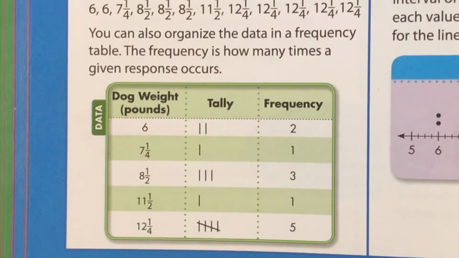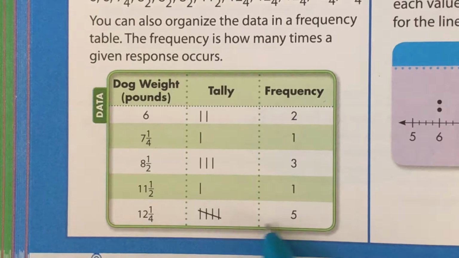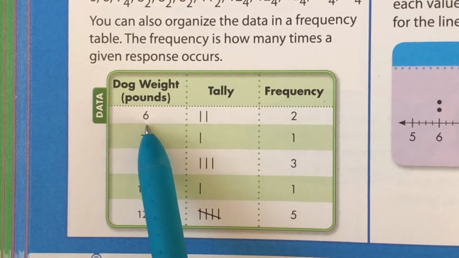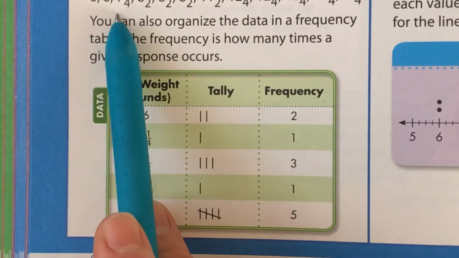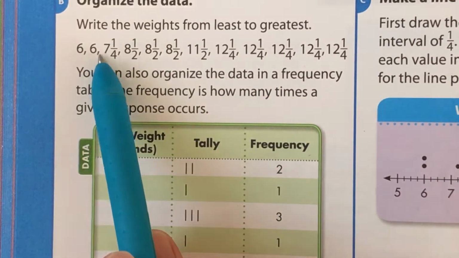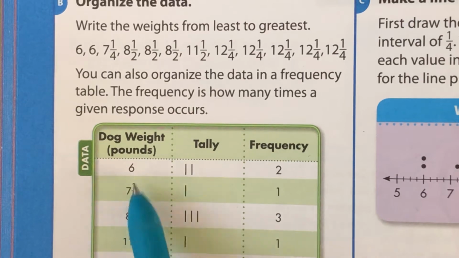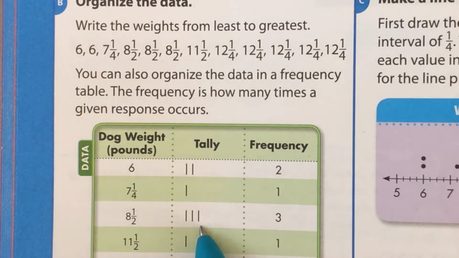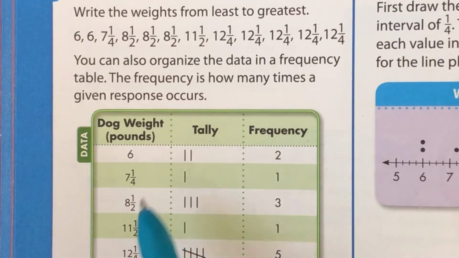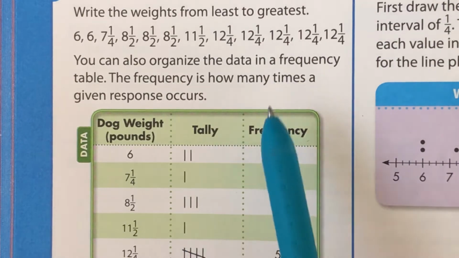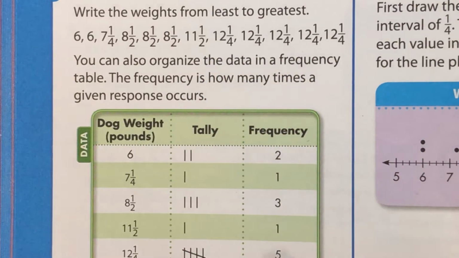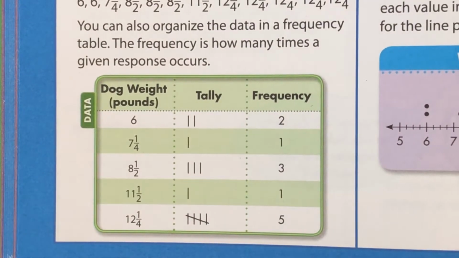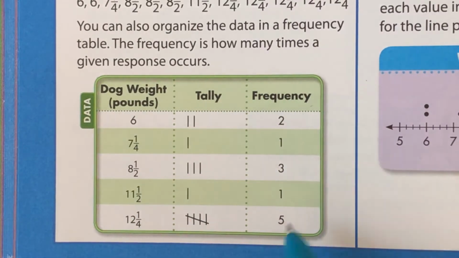So what they did in the book, they made a little table to help you out. They said, okay, the dog weight that was 6 pounds, there were 2 dogs that were 6 pounds. 7 1/4 pounds, there was only 1 dog. 8 1/2 pounds, there was 1, 2, 3. That's why we have the 3 there. 11 1/2, 1 dog. And the rest of them were all 12 1/4. So we had 5 dogs that were 12 1/4. So now our information's really organized.